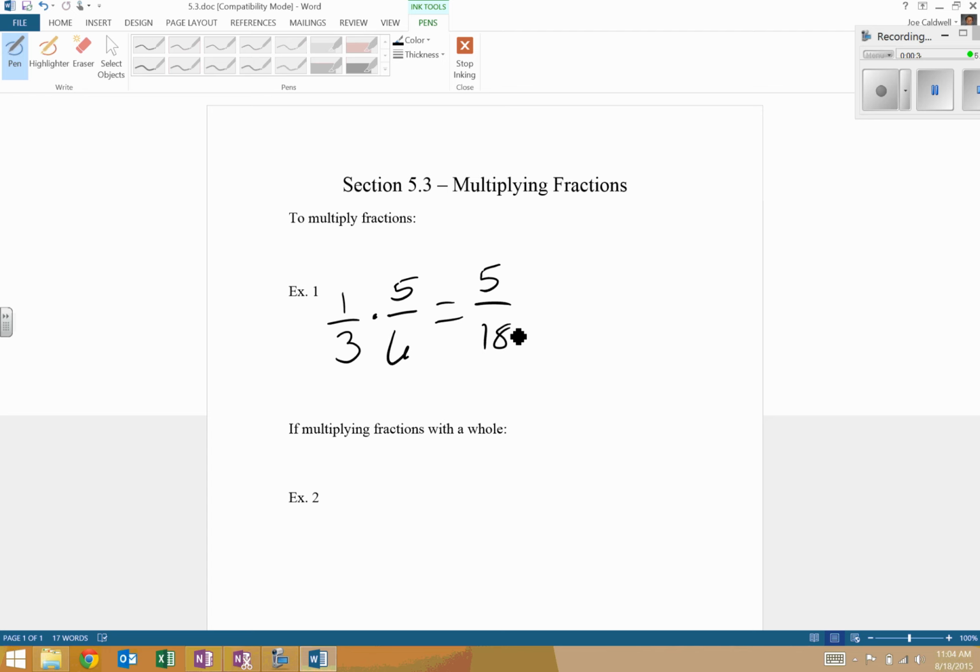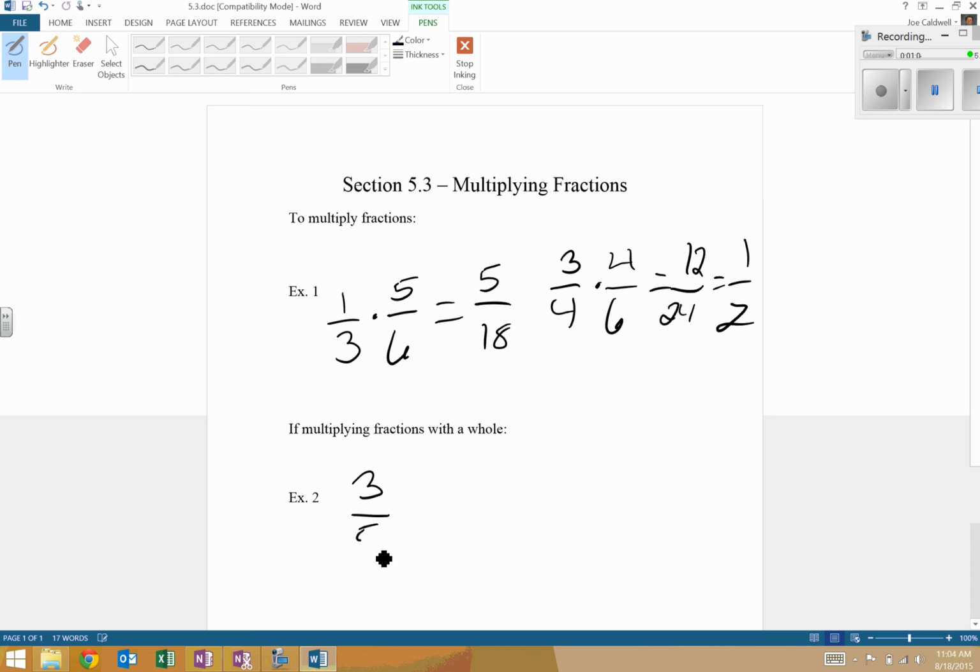So if we do one more example, let's say you had 3/4 times 4/6, you'd have 12 over 24, and you would reduce always to 1/2. Multiply the tops, multiply the bottoms. Fairly straightforward.